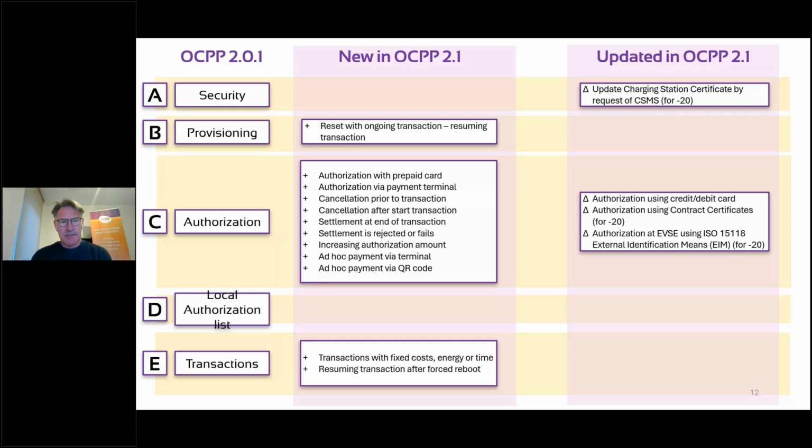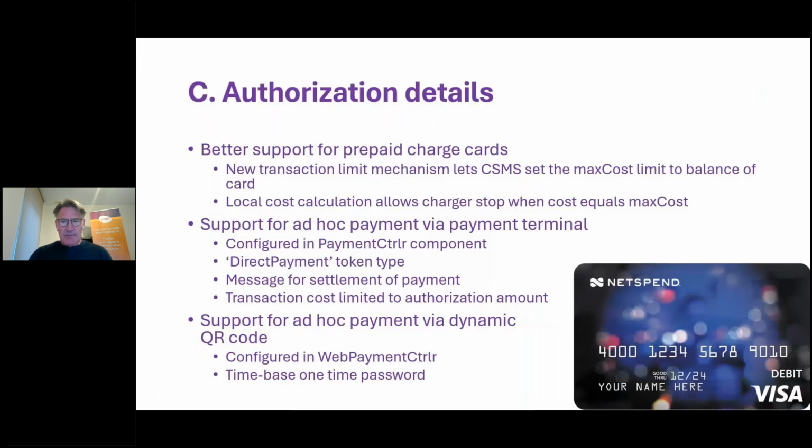Then in the transaction mechanism, block E, we have added a transaction mechanism to support limits for fixed cost, energy, or time. So to give you some more details on the authorization enhancements, we now offer support for prepaid charge cards, where, for example, if you start with a prepaid charge card, the CSMS can automatically set a max cost limit on the transaction to make sure that you can never exceed the balance of your card.